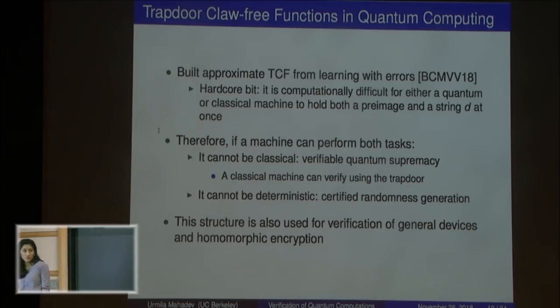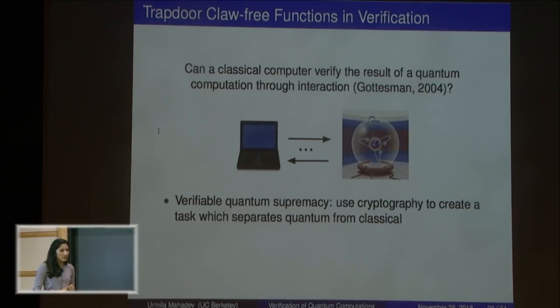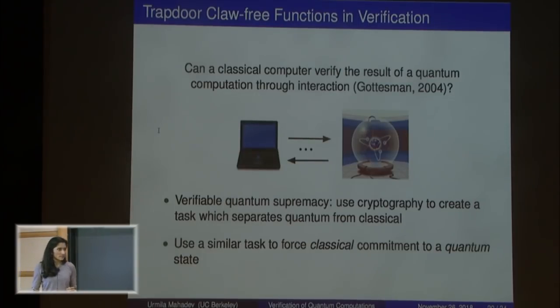Okay, so now I can continue to verification of general quantum computations. So remember the question I'm asking: can classical computers verify the result of quantum computations through interaction? And what I've shown you so far is that for verifiable quantum supremacy, I can use cryptography to create a task which separates quantum and classical machines. And here, for classical verification of quantum computations, I'm going to use a similar task, but it will serve a very different purpose. And the purpose it will serve is classical commitment to quantum states.